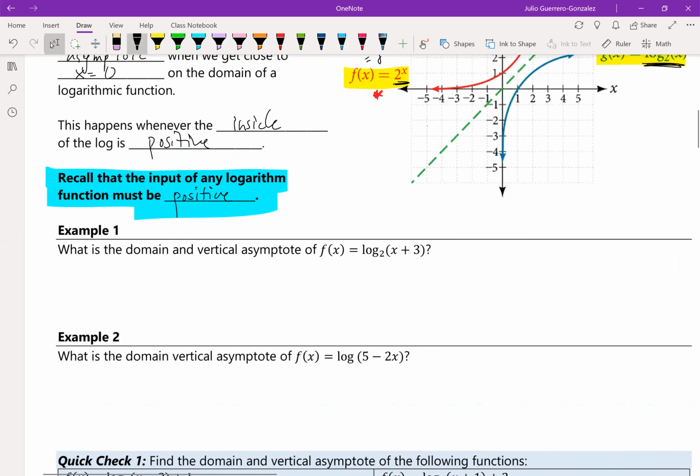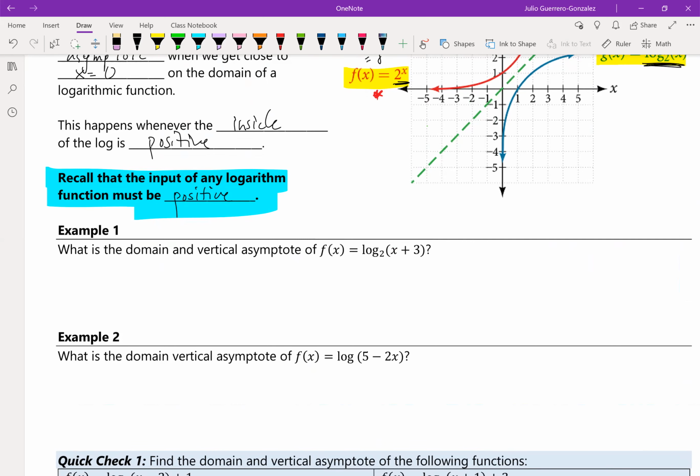So real quick, find the domain and the vertical asymptote of log base 2 of x plus 3. Really quick graphically, what does that plus 3 do? Does it move it to the left 3? It moves it to the left 3. Why to the left? Because it's positive. So you do it opposite the sign.